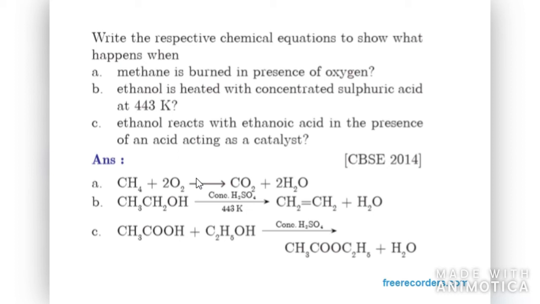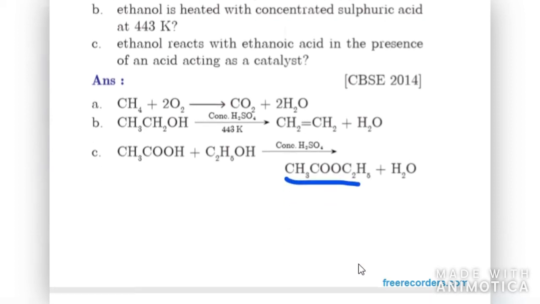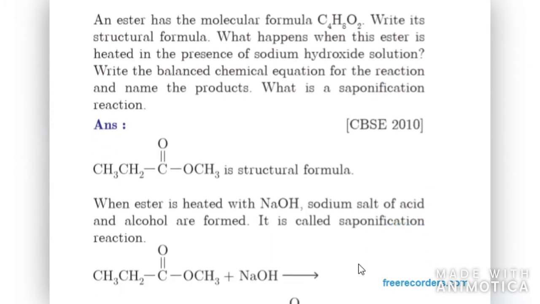Now next, ethanol reacts with ethanoic acid in the presence of an acid acting as a catalyst. So it will form ester and water is released. Now moving on to next, it says an ester has the formula C4H8O2. Write its structural formula. What happens when this ester is heated in the presence of sodium hydroxide solution?